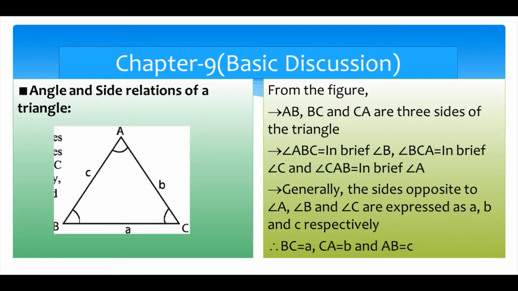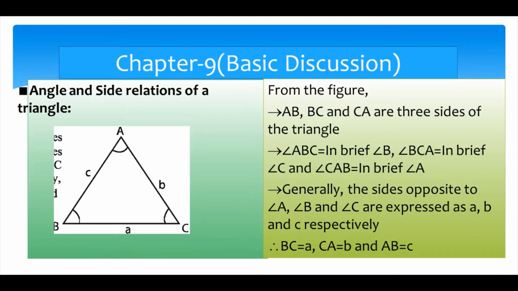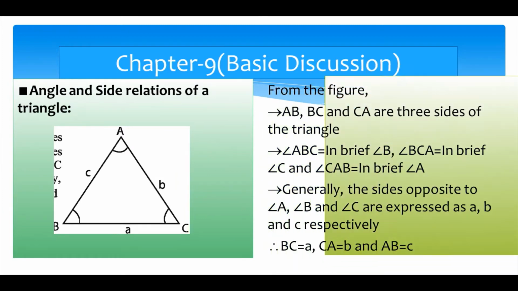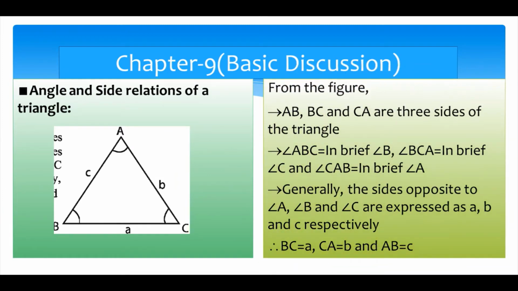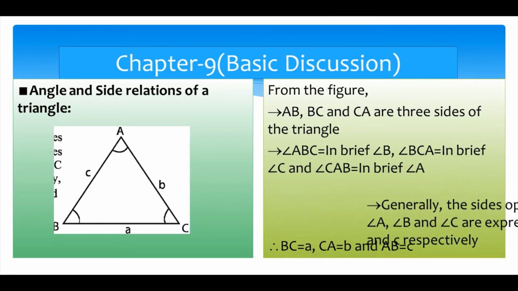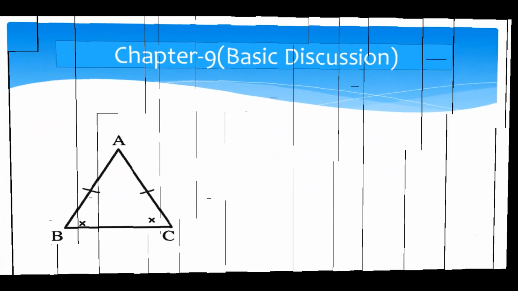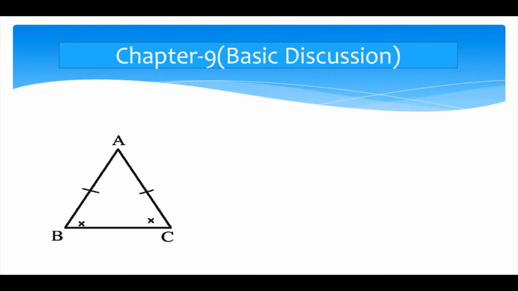Let's see again. Angle and side relations of a triangle. From the figure you can see AB, BC and CA are the three sides of the triangle. Angle ABC in brief angle B, angle BCA in brief angle C and angle CAB in brief angle A. Generally the sides opposite to angles A, B, C are expressed as a, b, c respectively. Therefore BC equals a, CA equals b and AB equals c. So, another brief discussion.